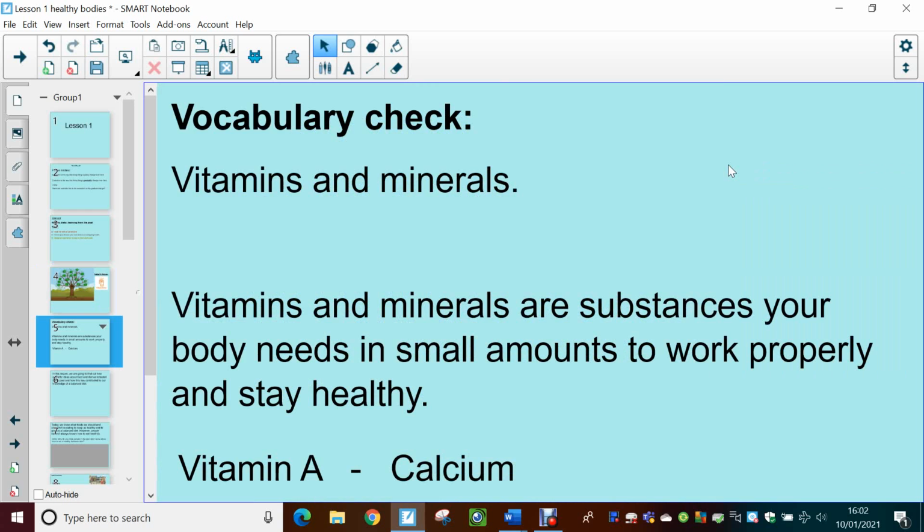So before we start today's lesson, a quick vocabulary check. It's going to be important to understand what vitamins and minerals are. Now, vitamins and minerals are substances that your body needs in very small amounts to work properly and stay healthy. So, for example, we have vitamin A. An example of a mineral is calcium. And we're going to learn more about vitamins and minerals throughout the lesson.